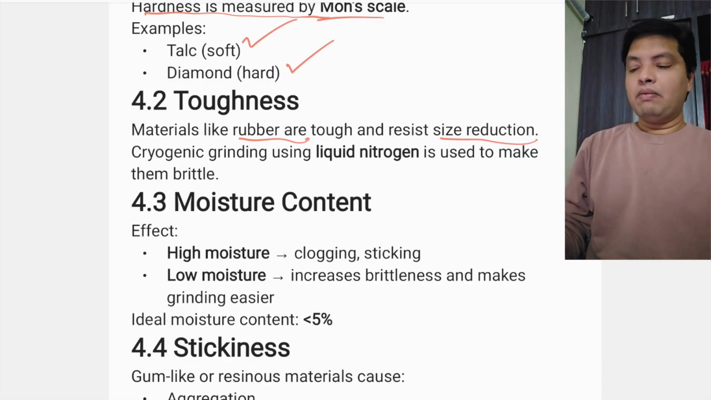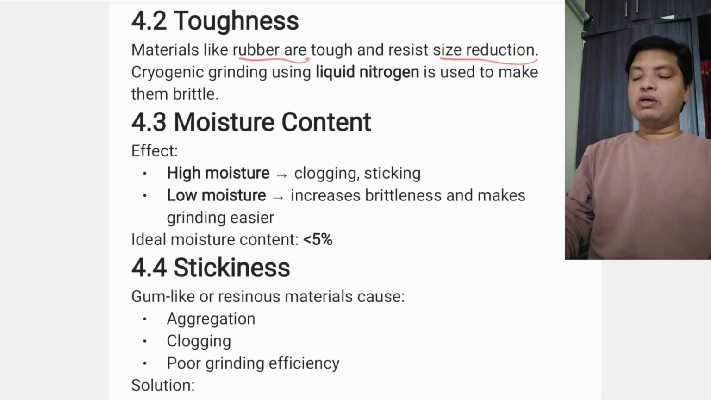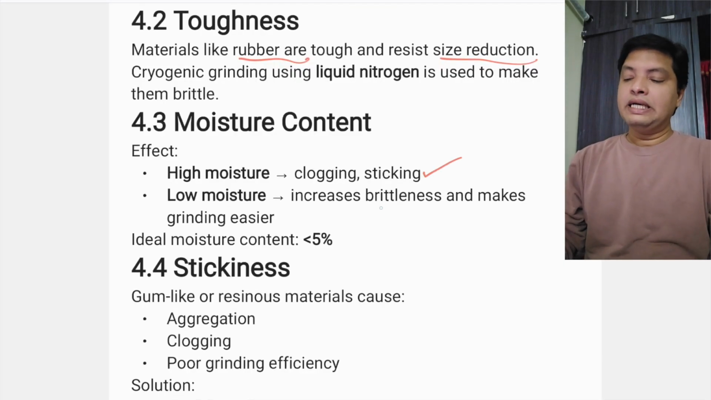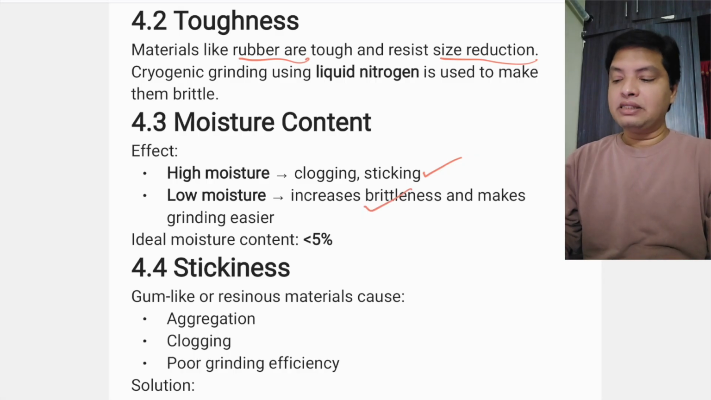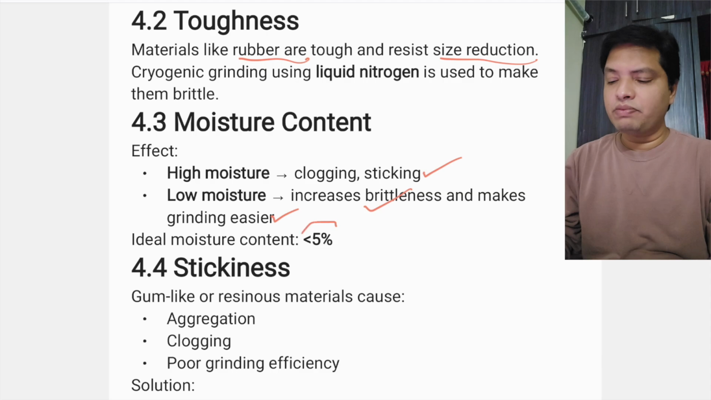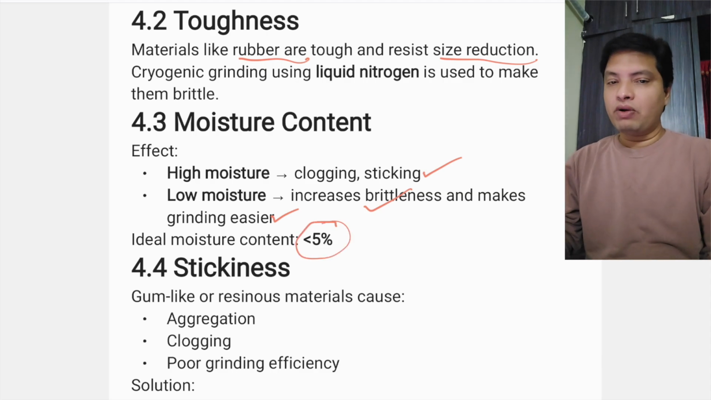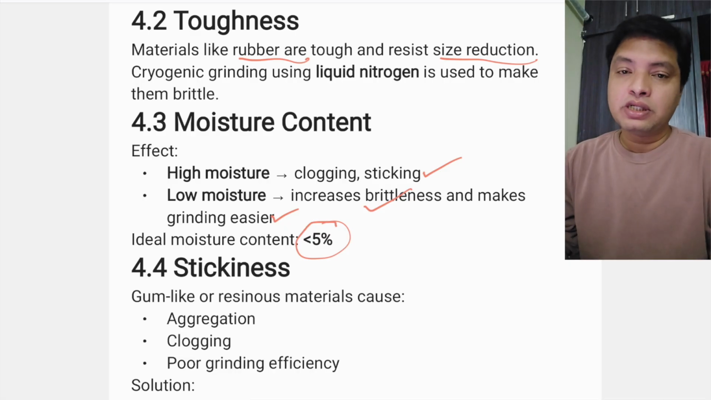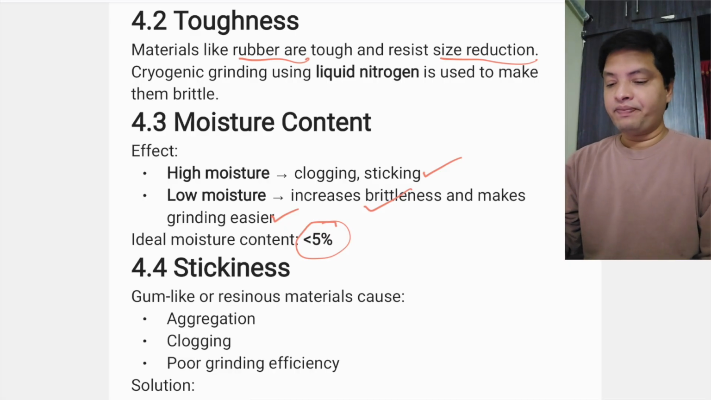Next is moisture content. High moisture causes clogging and sticking. Low moisture causes an increase in brittleness and makes grinding easier. So the optimum moisture should be less than 5%. If you are going for size reduction of any particles, the optimum moisture should be less than 5%.